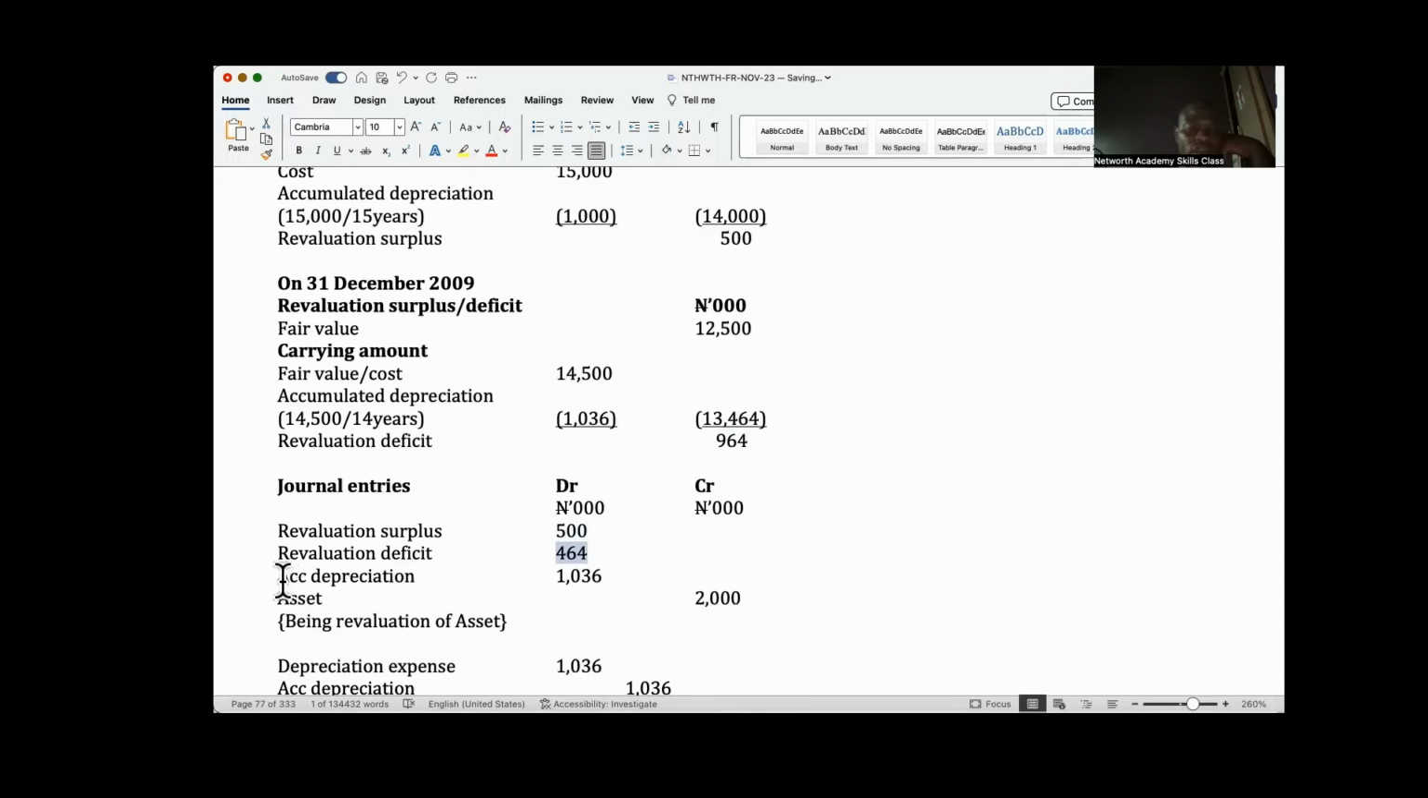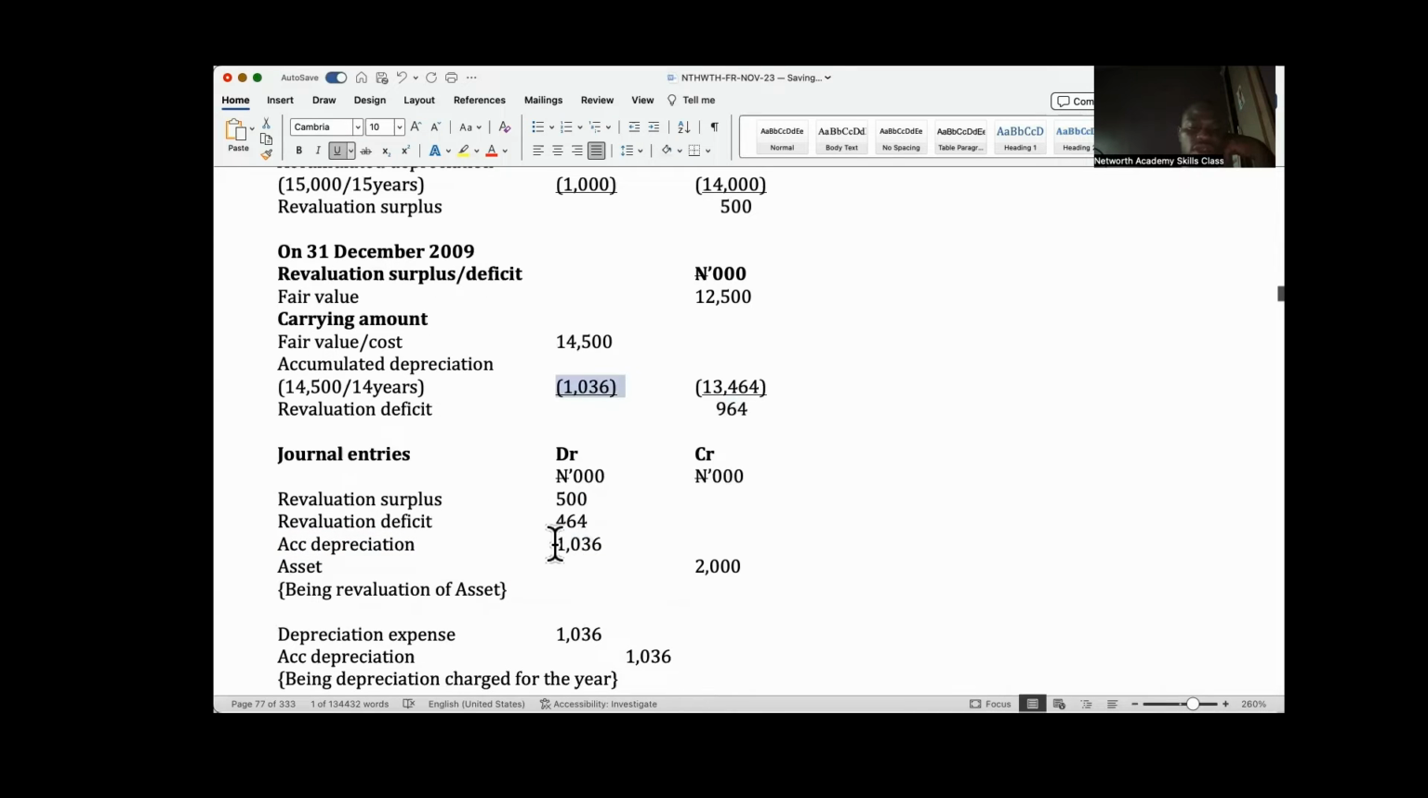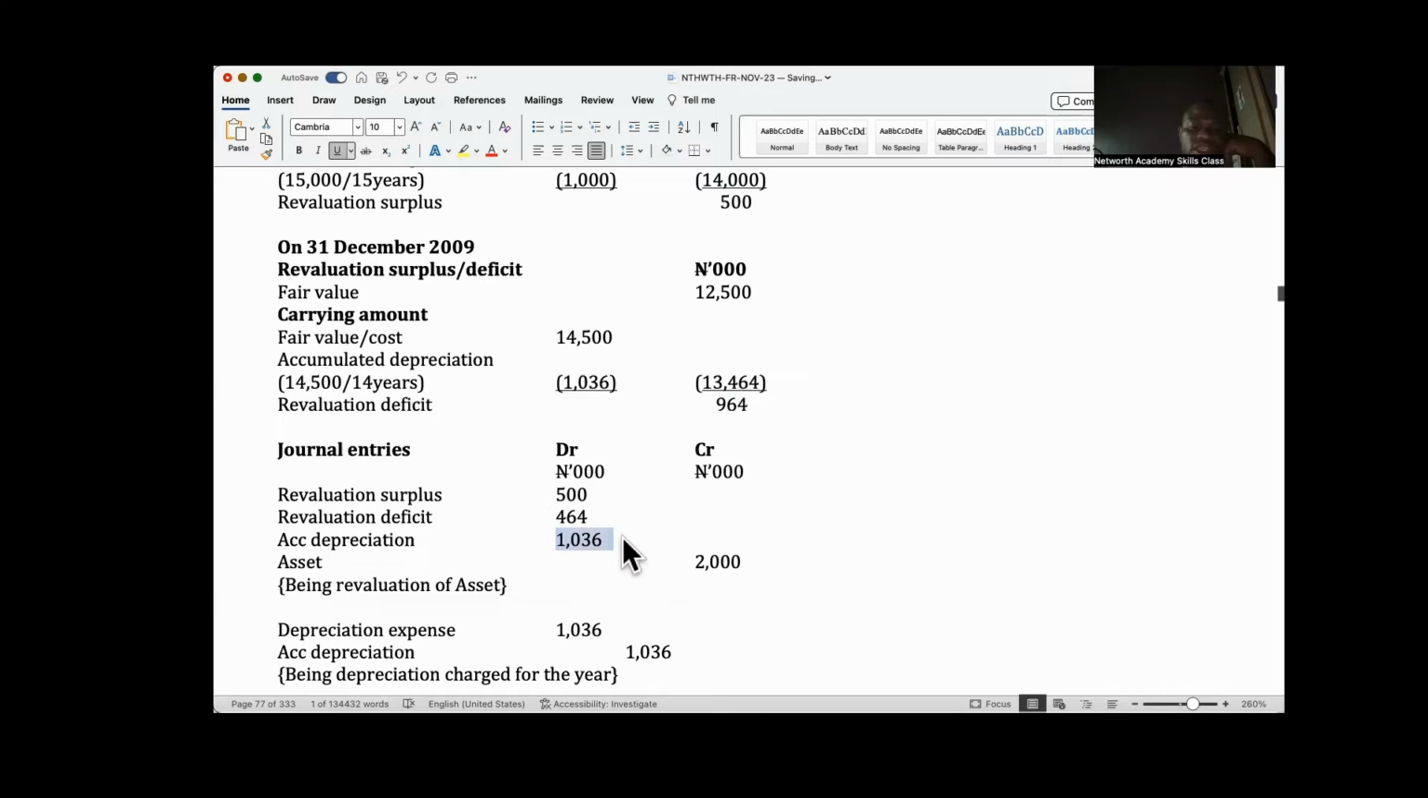Then I told you that whenever we revalue, any accumulated depreciation till the date of revaluation, in this case as of 2009, the accumulated depreciation is 1036. That should be eliminated, cancelled out. And for us to cancel it out, we have to debit it, because ordinarily accumulated depreciation is a credit. To cancel it out, we debit it. So we debit 1036 accumulated depreciation.